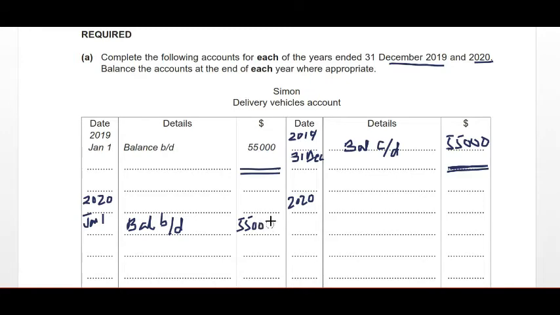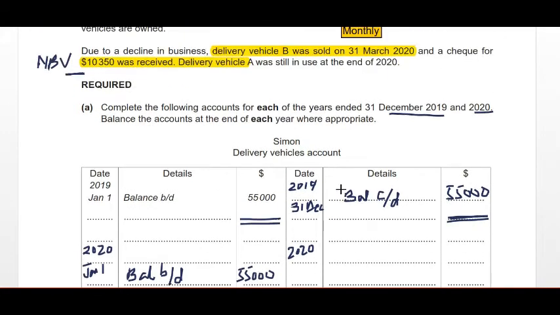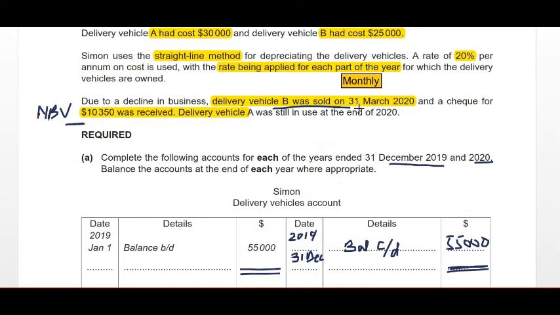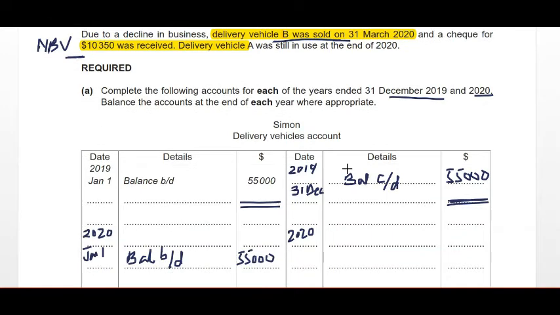55,000 goes over here. Now during the year they did mention that they sold delivery vehicle B, which was done on 31st March 2020. So we can simply write 31st March over here. Whenever we are selling or disposing of an asset, the cost of that asset will be credited in the asset account, because delivery vehicle is an asset account and this is a debit natured account. This will increase on the debit side and this will decrease on the credit side.